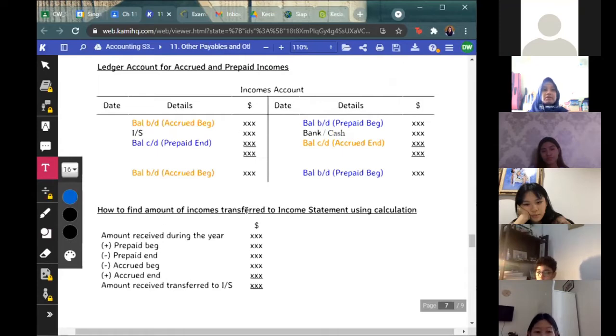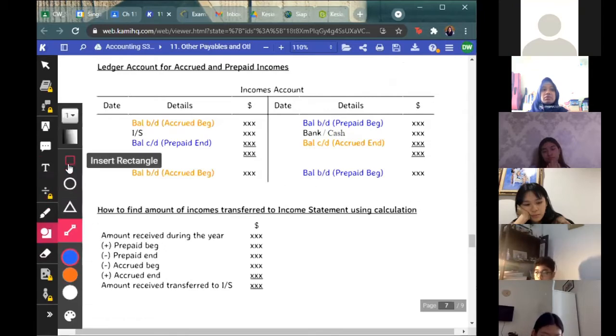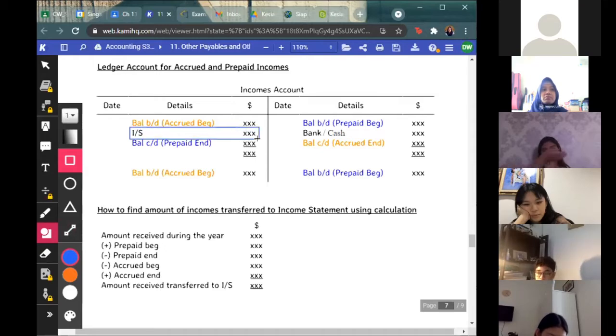How to find the amount of incomes transferred to the income statement using calculation? As usual, the most common question in accrued and prepaid is to find how much the amount to be transferred to IS. Now, you are not always asked to prepare the account. You might only be asked how to find the income that will be transferred to IS.